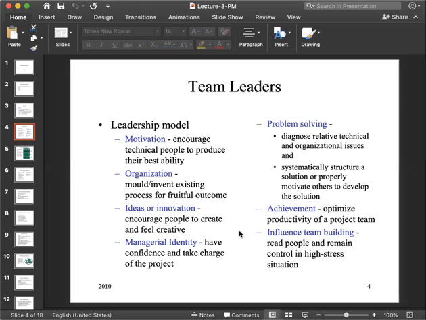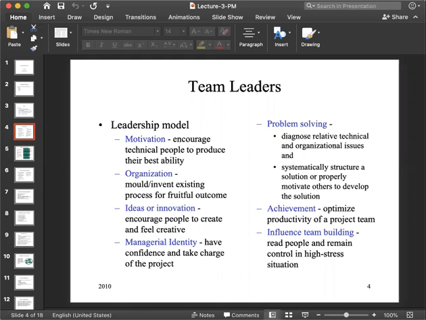If you have faced some problem, then you could solve it, you could diagnose it, and you could guide your team to solve that problem. Okay, so this is the problem solving knowledge you must have. Then you must have some achievement, meaning you should also show some productivity.